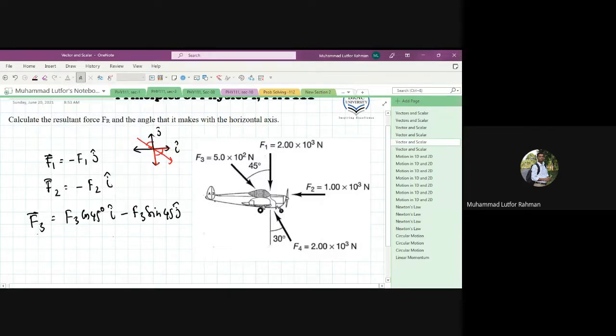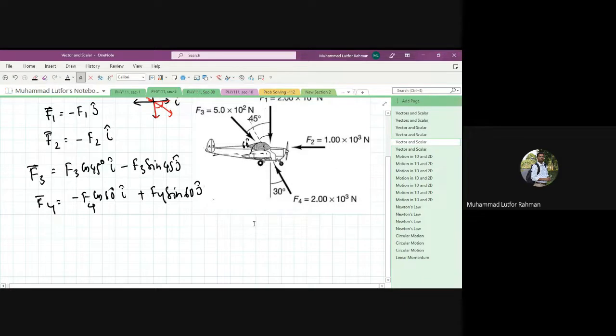Fine. By the same analogy, we can write f4 as minus f4 cos 60 i hat plus f4 sine 60 j hat. Because if you extend that part over here, this is 30, this will also be 30, but this angle would be 60 degrees over here with the x-axis. And it creates the negative x-axis, so that's why I write f4 with minus cos 60, but this one would be sine 60. I write it in that way, or you can write cos 30. This will be the same, the y component.